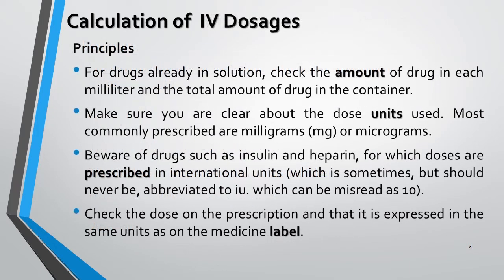The principles involved in the calculation of IV dosages are as follows. For parenteral solution, the amount of drug required should be checked in each ml as well as the total volume of drug in the container. Abbreviations of dose units used have to be checked in priority, mostly milligrams or micrograms. Doses of drugs such as insulin and heparin have to be maintained in international units. Ensure that the dose in the prescription and the medicine label are the same.